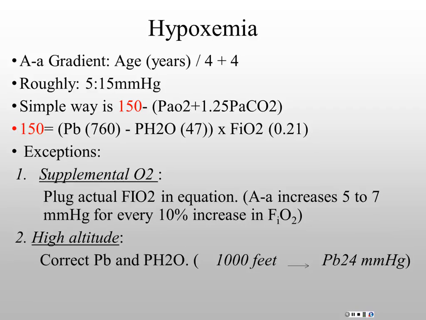So for example, your AA gradient can increase by 5 to 7 millimeter mercury for every 10% increase in your FiO2. The opposite is right for high altitude, because if you ascend for 1,000 feet, the pressure will decrease by about 24 millimeter mercury. If you apply this number here, this will give you a lower number than 150 because the atmospheric pressure will be lower. So here the normal atmospheric pressure is about 760. If you go to Denver, Colorado, it will be around 520. So this will give you definitely lower number than 150, and this will affect your total AA gradient calculation.